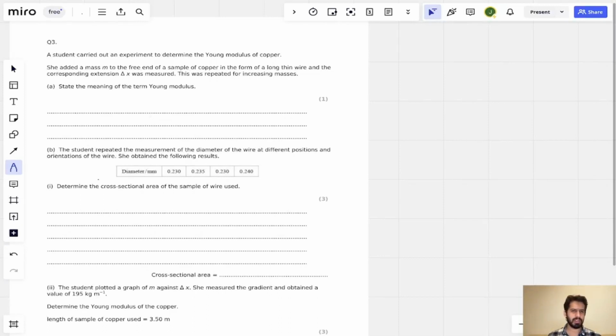A student carried out an experiment to determine the Young modulus of copper. She added a mass m to the free end of a sample of copper in the form of a long thin wire, and the corresponding extension delta x was measured. This was repeated for increasing masses. State the meaning of the term Young modulus.